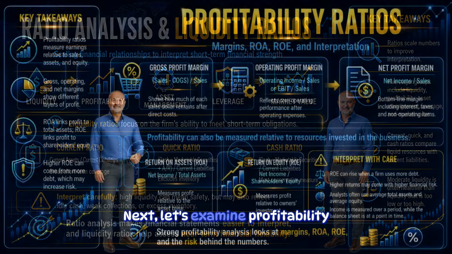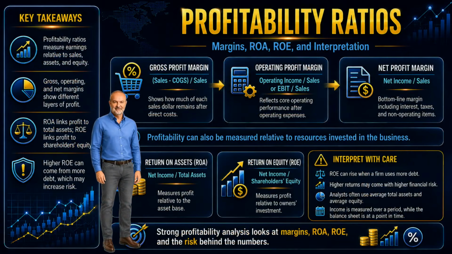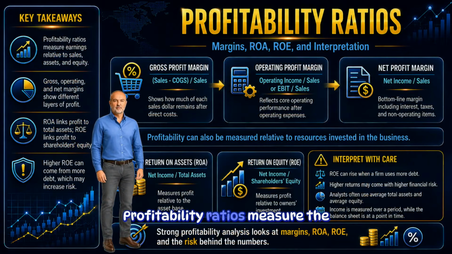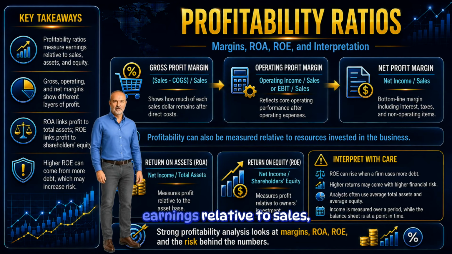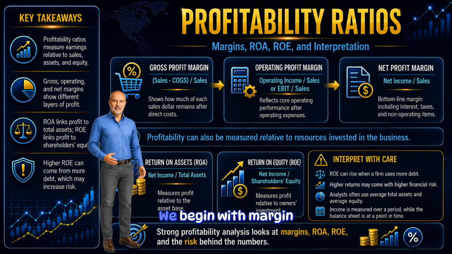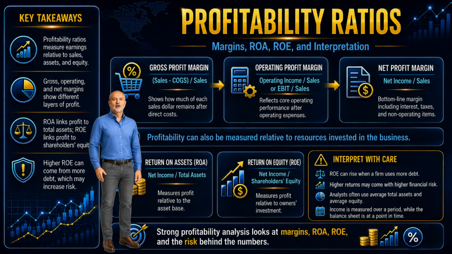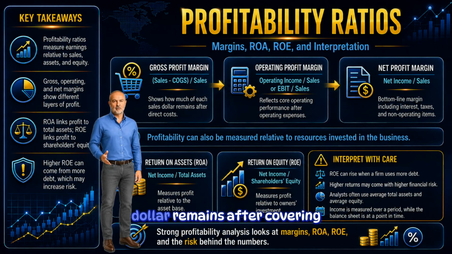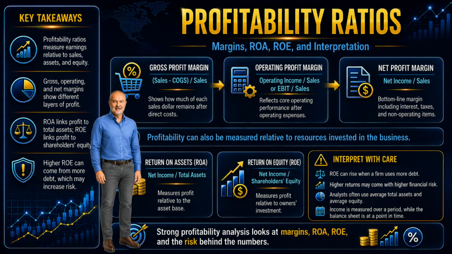Next, let's examine profitability ratios. Profitability ratios measure the firm's ability to generate earnings relative to sales, assets, and equity. We begin with margin ratios. Gross profit margin equals sales minus cost of goods sold divided by sales. It tells us how much of each sales dollar remains after covering the direct cost of products or services.